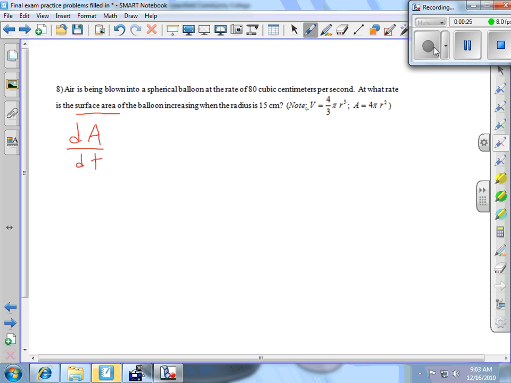And this is a related rate, and what we're looking for is what dA/dt is equal to. Okay, this 80 is the rate at which the air is being blown in. So that means that dV/dt, the change in volume, is 80 cubic centimeters per second. And at some point the radius is going to be 15. But don't do that too early. Okay, well, it's not really clear what's going to happen here, but we need dA/dt, so let's take a derivative of the A formula.